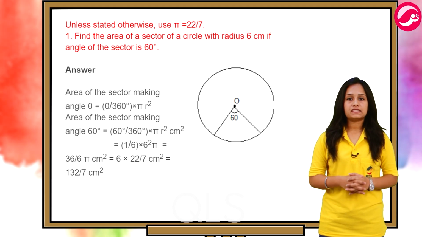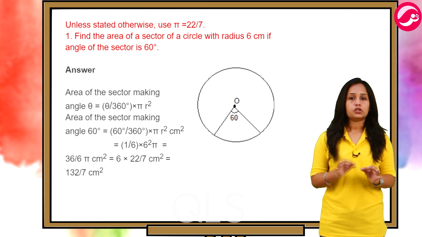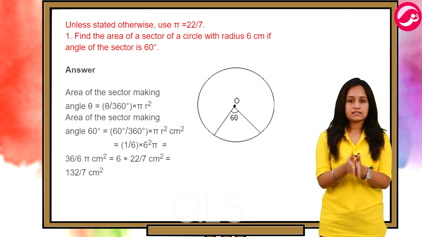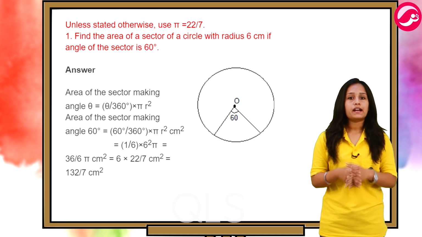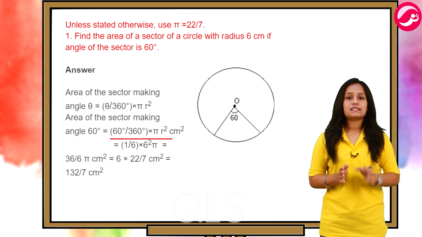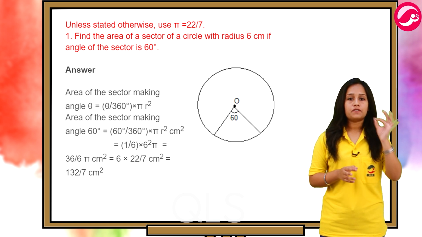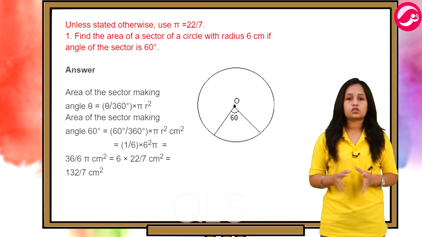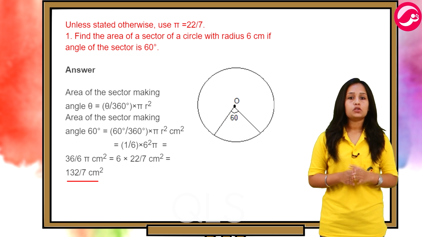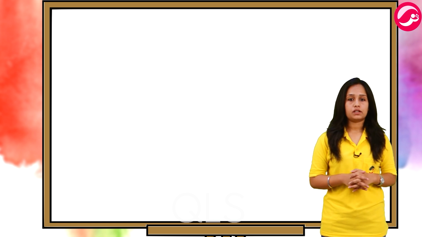Our first problem says: find the area of a sector of a circle with radius 6 centimeters if the angle of the sector is 60 degrees. We know that the area of the sector making angle theta is equal to theta by 360 into pi r square. So the area of the sector making angle 60 degrees will be 60 by 360 into pi r square centimeter square. That is equal to 1 by 6 into pi into 6 square, that is 6 into 22/7 centimeter square, that is equal to 132/7 centimeter square.